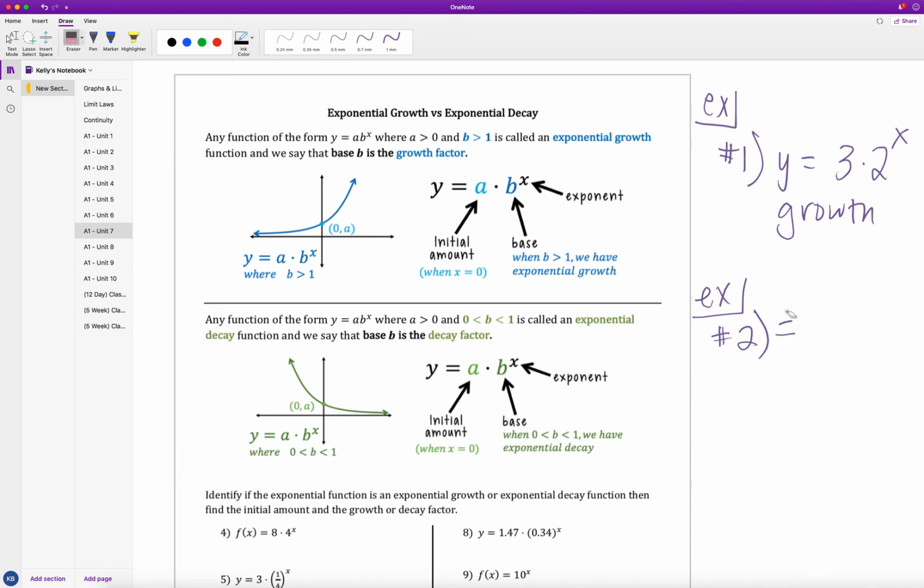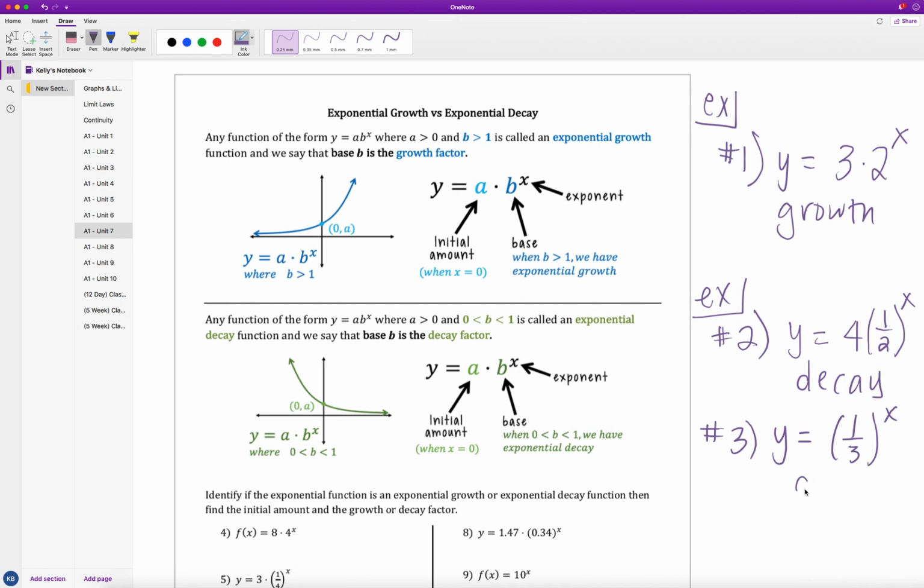And then in examples 2 and 3, I need the y equals first. We had y equals 4 times 1/2 to the x, and we said that that was a decay since it kept getting smaller and smaller. And example 3, we had f of x equals 1/3 to the x, and that was also going to be a decay. So let's look at these side by side.